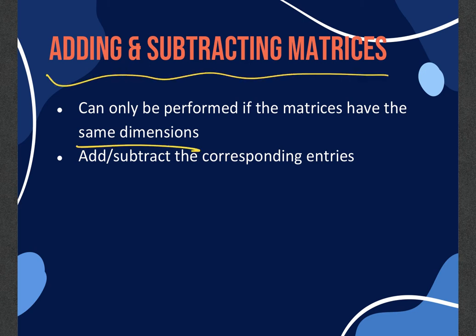So the first thing is that if you're adding and subtracting matrices, you can only do this if they have the same dimensions. So you can only add a 2 by 3 to a 2 by 3. I can only add a 2 by 2 to a 2 by 2. I can only add a 3 by 1 to a 3 by 1. They have to have the same dimensions.